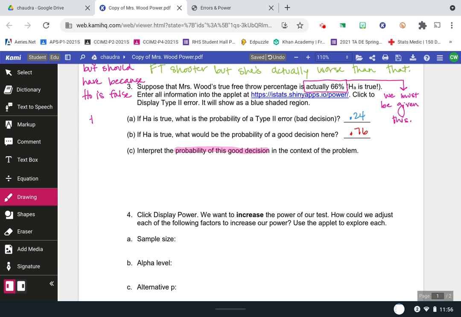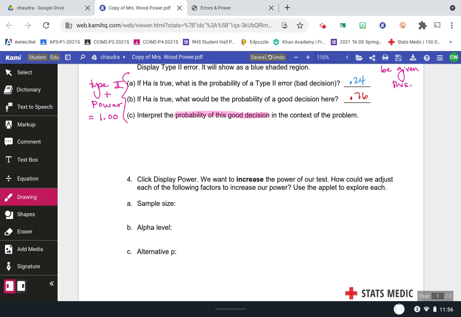So remember that the type 2 error, just a quick review, plus the power is equal to 100%. Hopefully you realized that by looking at the 24 and the 76. Those two add together to give us 100%. Either we're wrong or we're right, okay? If we're looking at the probability of a good decision, this is a conditional setting. So we're really looking at the probability of rejecting the null hypothesis if the alternative was actually true.